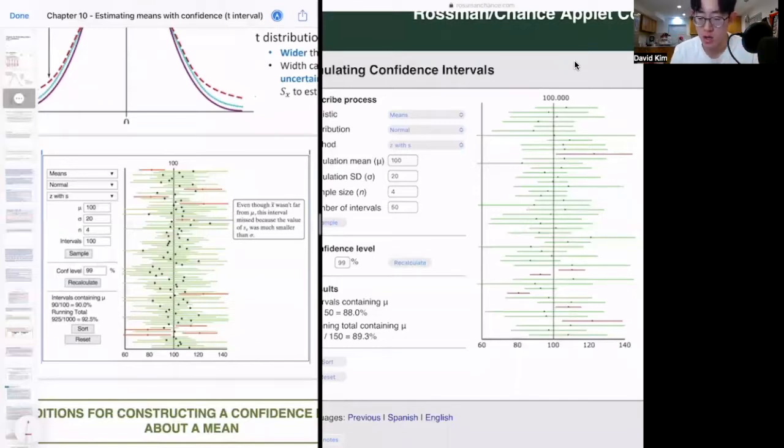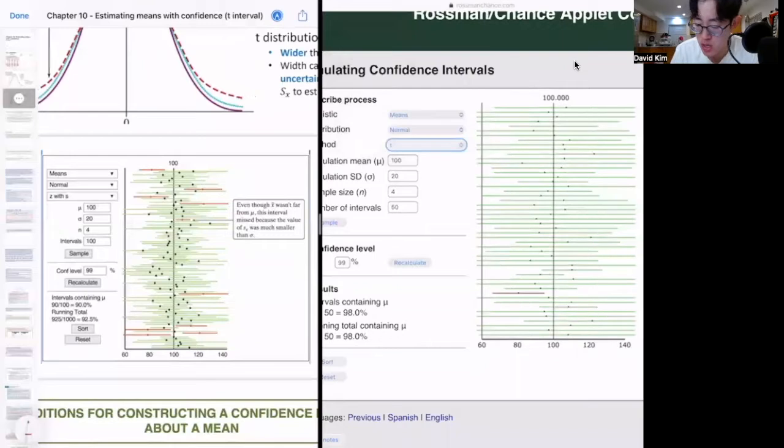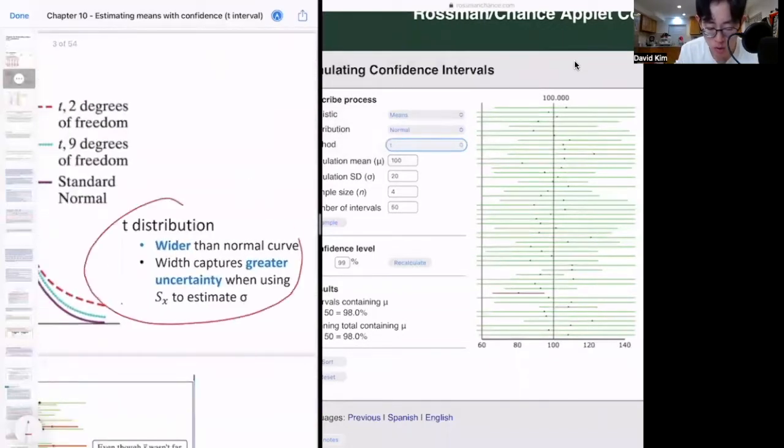So what do we do? We use something called a t distribution to counterbalance that. Now, what a t distribution is, as you can see from this description, is that it's wider than a normal curve, and it captures a greater uncertainty when using the sample standard deviation instead of the actual sigma. So whenever we're faced with situations where we're only given a sample standard deviation, we want to use a t distribution so that the true mean does fall within the confidence interval.